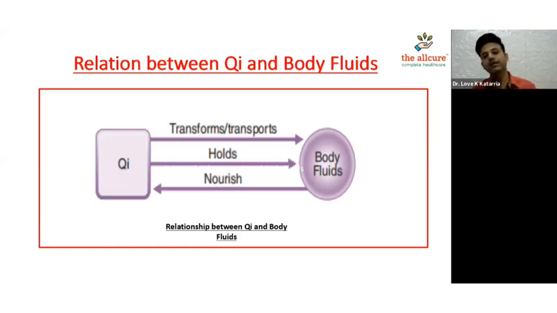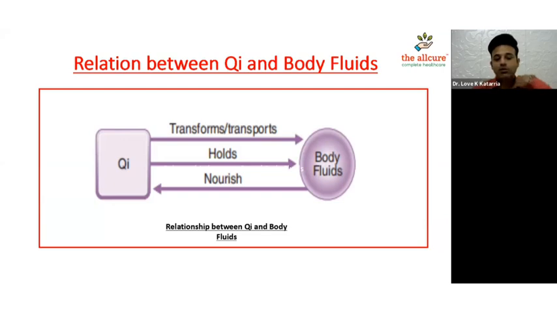Now we see the relationship between chi and body fluids. Chi has a function of transformation and transportation of body fluids, as we have seen, the kidney chi or kidney yang is doing that. The chi also holds the body fluids and the blood, as we saw yesterday. So with body fluids, like in leukorrhea, what happens? The kidney is not able to hold the body fluids, and that is why the leukorrhea is happening.